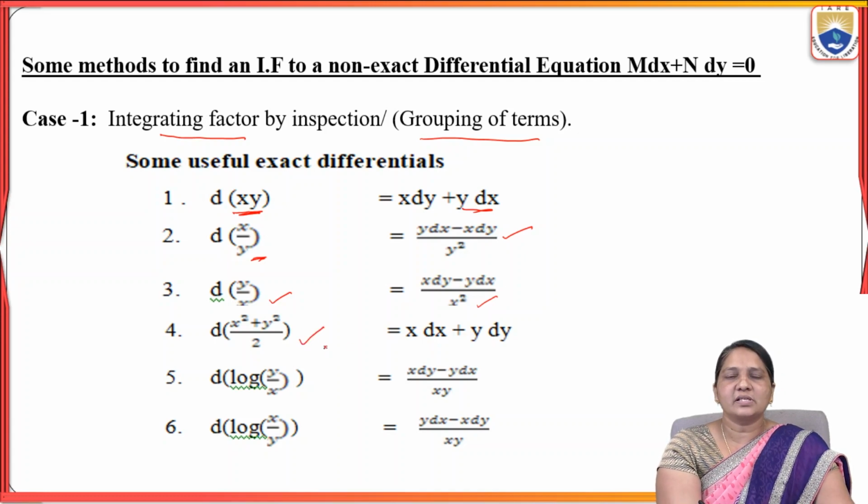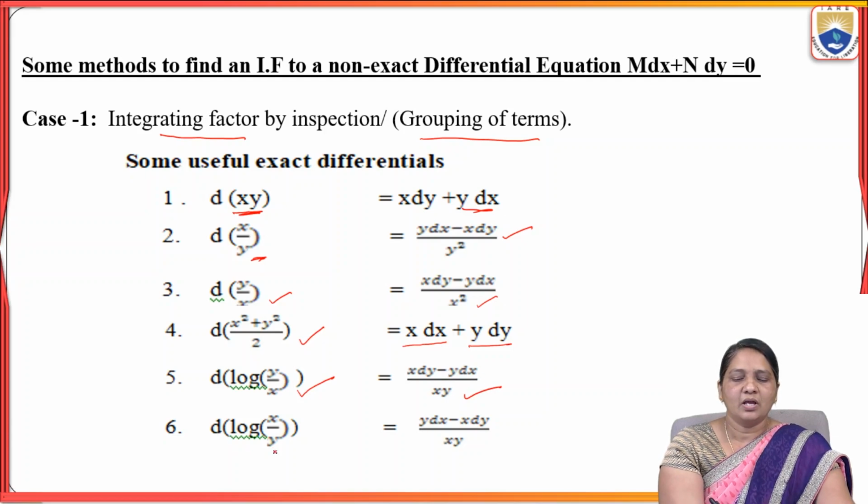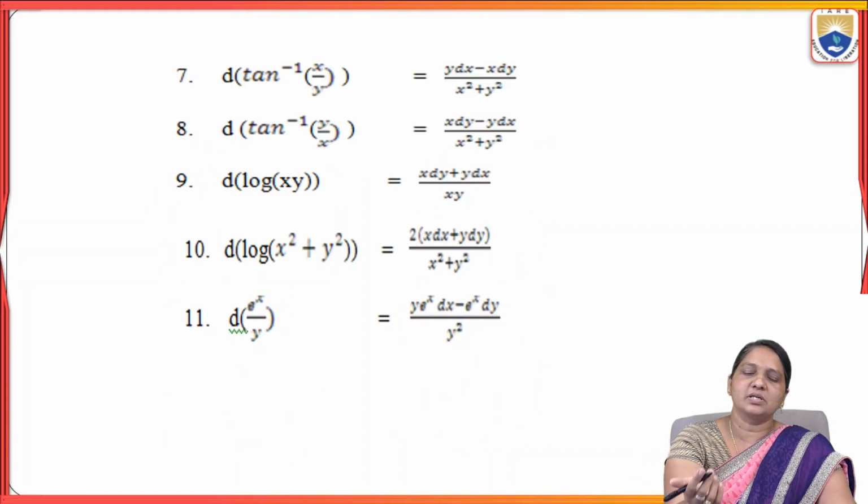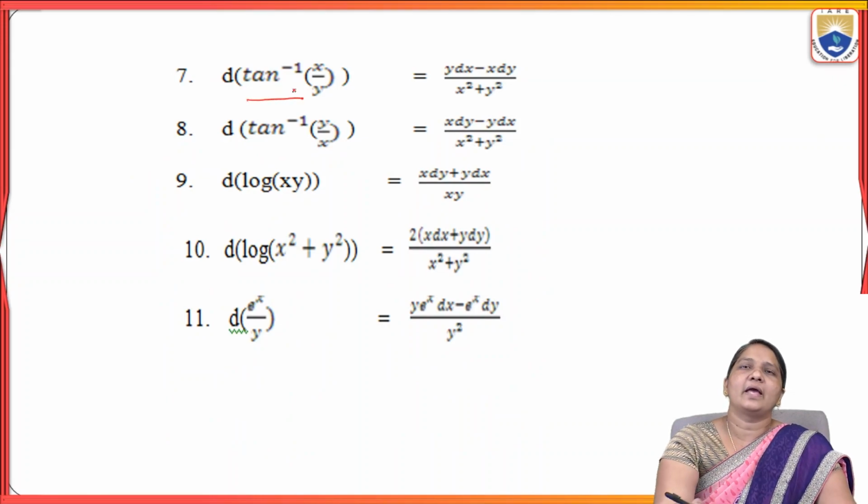d of (x square plus y square) by 2 is x dx plus y dy. d of log(y by x) is (x dy minus y dx) by xy. d of log(x by y) is (y dx minus x dy) by xy. These are the formulas you should remember to get the idea to group the terms and write the values in the equation. Some more formulas are there. You can see here, d of tan inverse x by y.